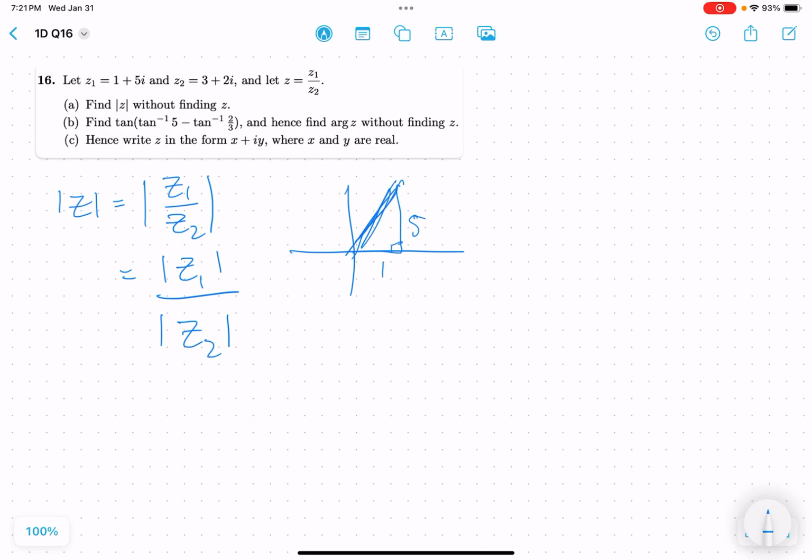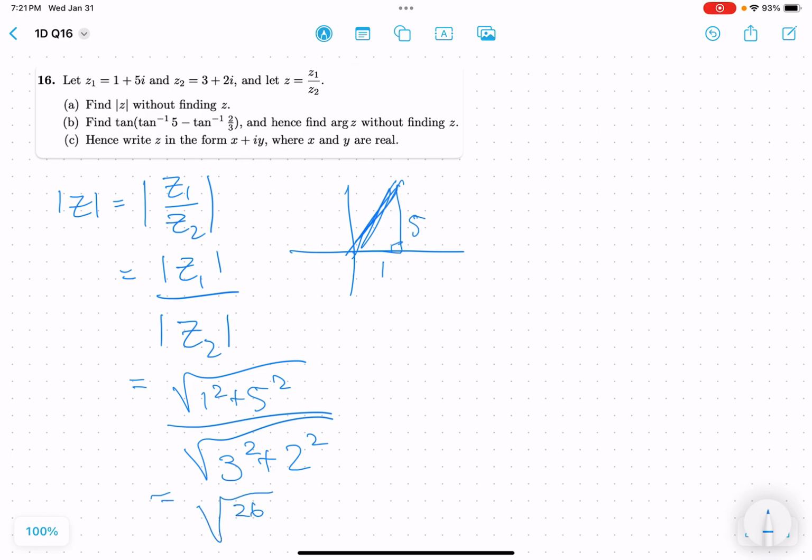So to find the length, we're just using Pythag, or just remember the formula. So we're doing 1 squared plus 5 squared and square rooting that. And then z2, we've got 3 squared and 2 squared. So what have we got? We've got 25, 26, 26. And on the bottom, we've got 9 and 4, so we've got our 13. And 26 on 13 is 2. So we've got root 2.